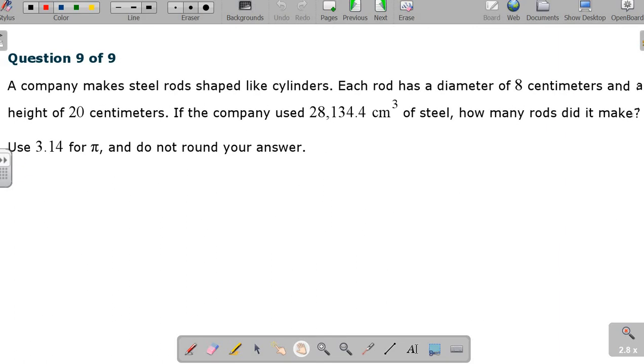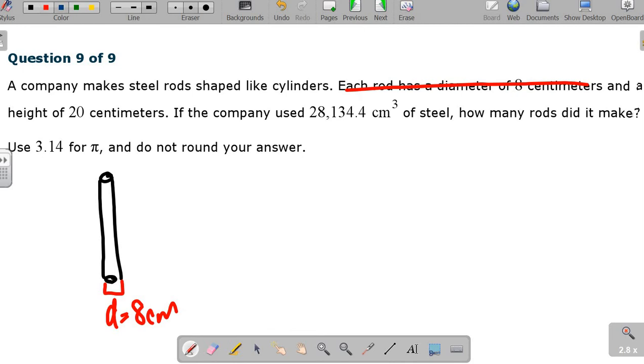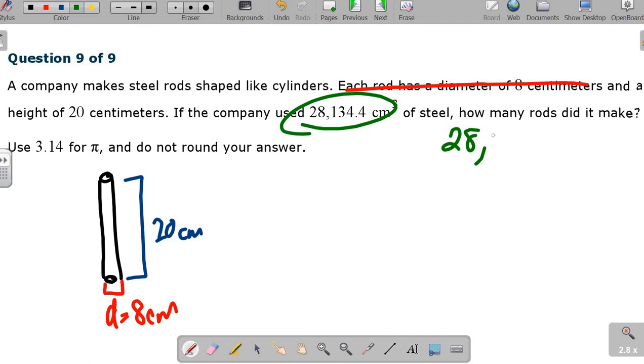Says a company makes steel rods shaped like cylinders. So we have steel rods. Each rod has a diameter of 8 centimeters and a height of 20 centimeters. Company has 28,134.4 cm cubed of steel. How many rods can we make? First we find the volume.